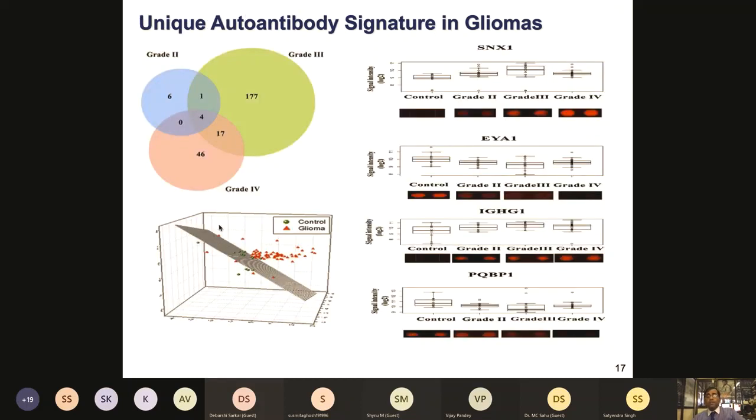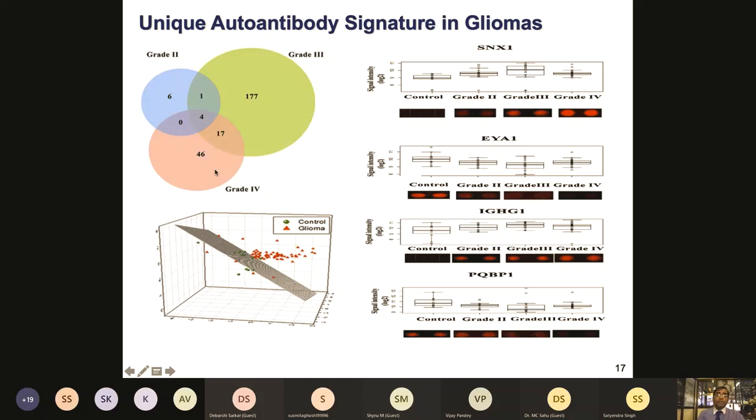After a lot of work, this was the first time anybody was trying this on brain tumor or gliomas. We had no idea what we would get out of it. Our thought was that with at least grade 4 we should be able to see some autoantibodies, and we did find many. But what was very surprising, at the low grade we had very few autoantibody signatures, only 6. Grade 3 had the highest number, and grade 4 had higher but not the highest.